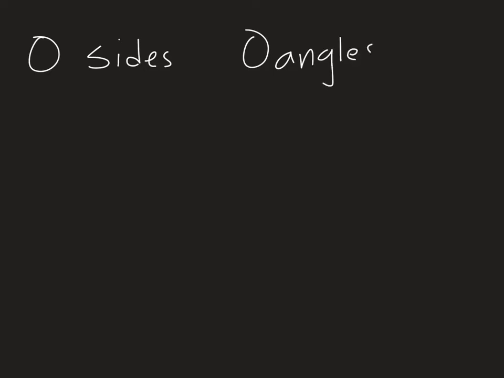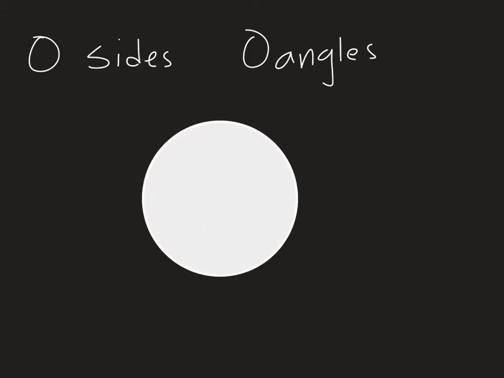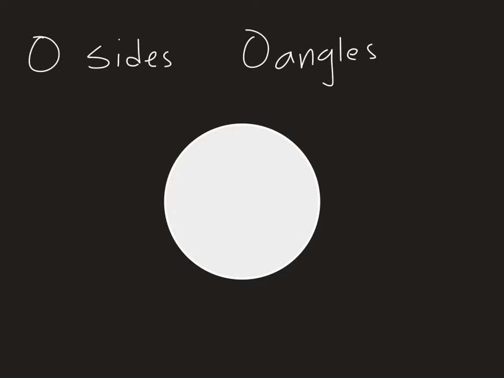There is a shape that has 0 sides and 0 angles. Any clues? Any guesses? If you guess a circle, you're right. A circle doesn't have a side because, well, a circle is by itself one big side. And it doesn't have any points where two lines meet, so it doesn't have any angles. So a shape that has 0 sides and 0 angles is a circle.